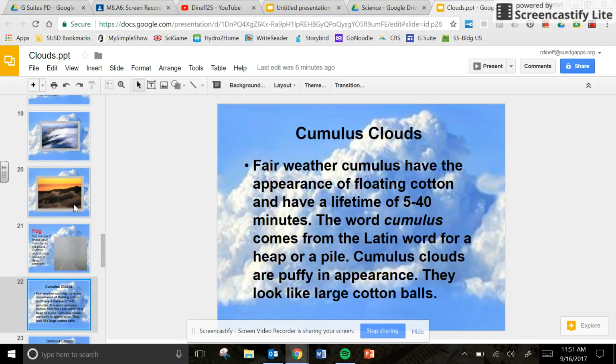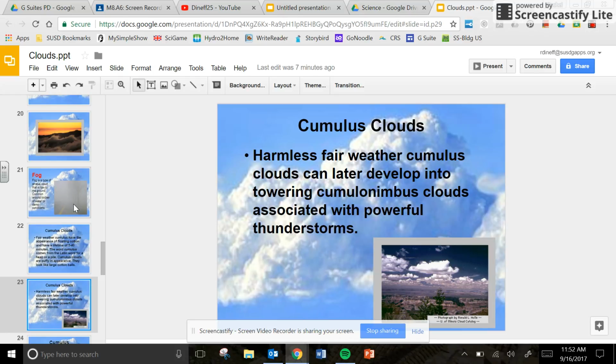And then our third type, cumulus clouds, remember, are the little cotton ball guys. Fair weather cumulus have the appearance of floating cotton and have a lifetime of 5 to 40 minutes. So it's only around for a little bit, so it won't stay in that shape the entire time. They'll start spreading out. The word cumulus comes from the Latin word for a heap or a pile. Cumulus clouds are puffy in appearance, and that gives them the appearance of large cotton balls. They're harmless fair weather. They can later develop into towering cumulonimbus clouds, which are associated with powerful thunderstorms.